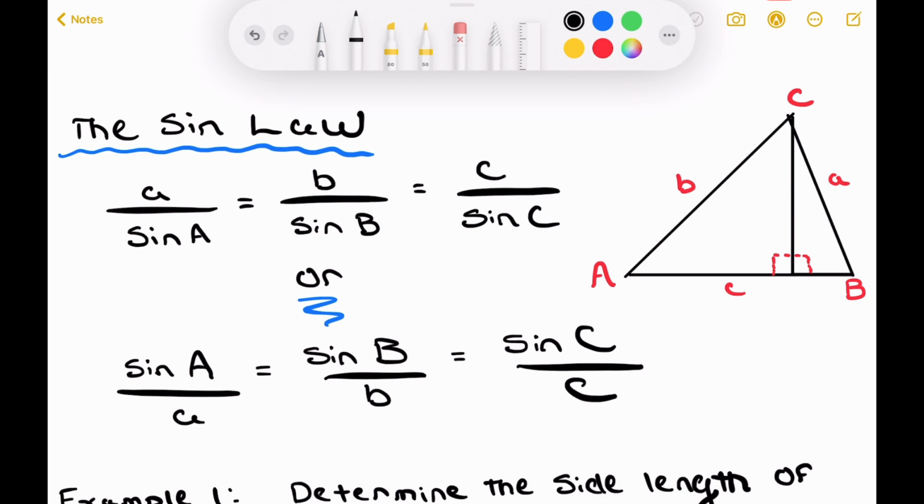And these equivalencies also hold in the case where we take the reciprocal and have the sinusoidal function in the numerator and then the side length in the denominator. So let's see if we can solve for missing sides, missing angles, or sometimes a little bit of both, depending on the problem, using the sine law.